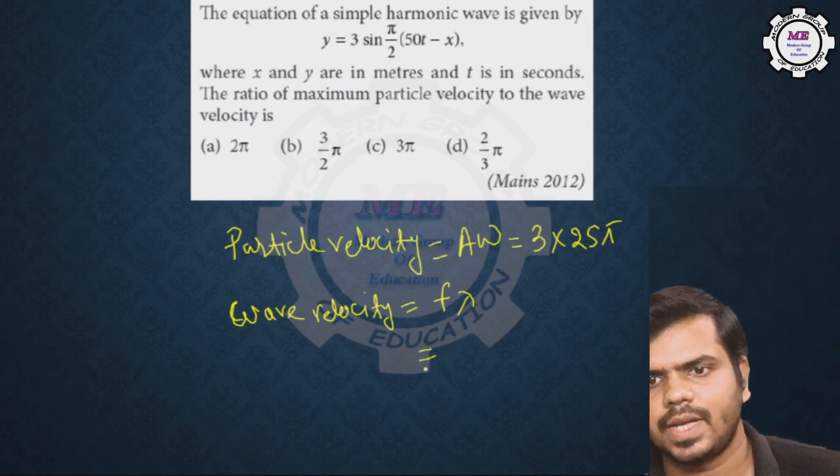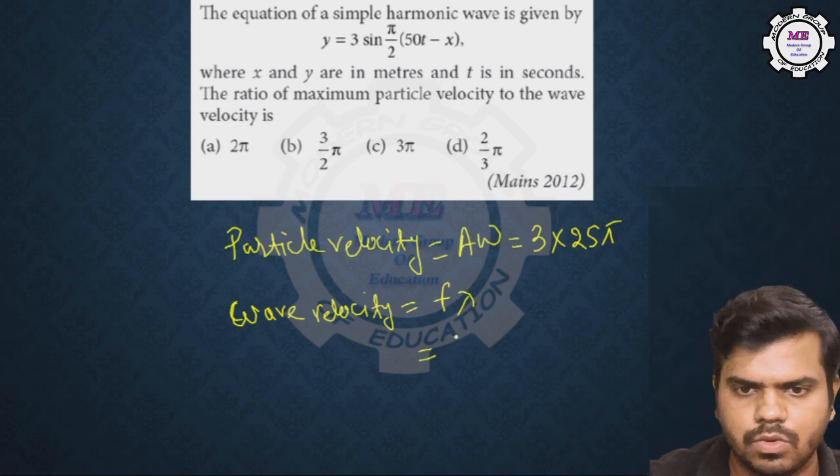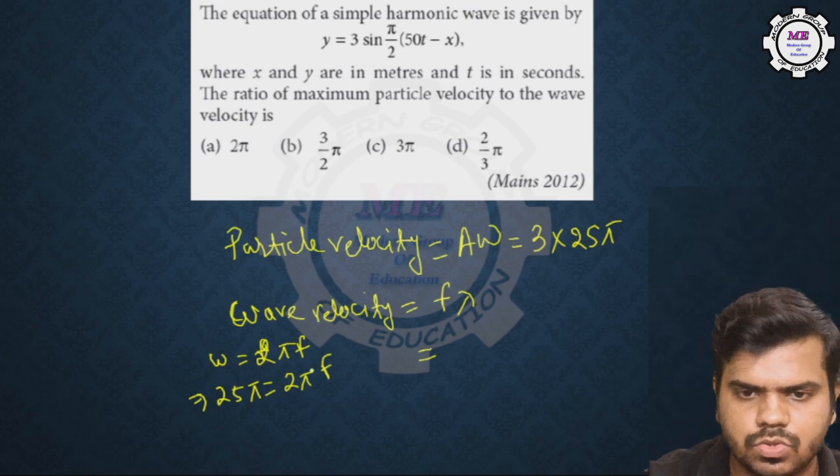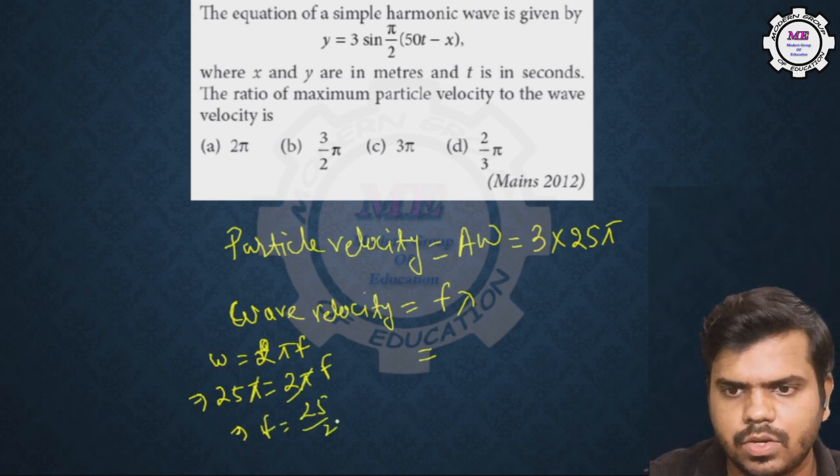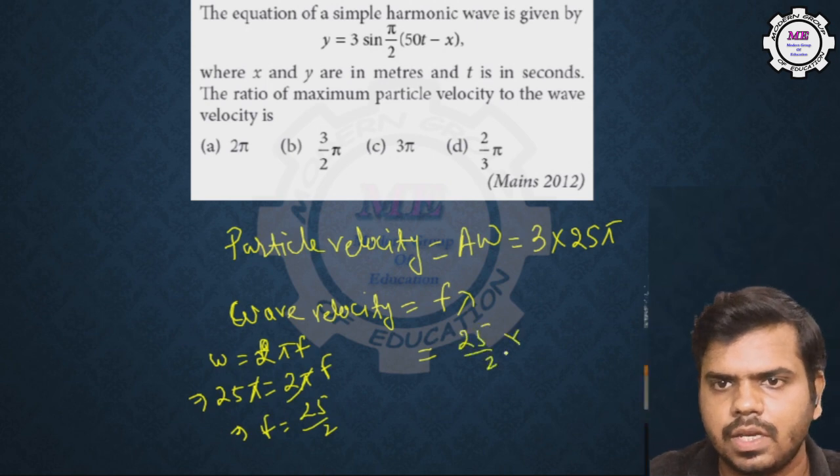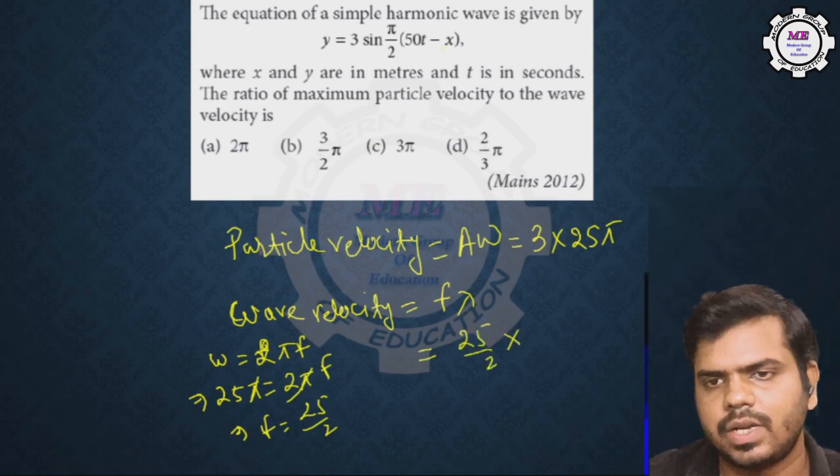Frequency: omega is 25 pi. Omega is 2 pi f, so 25 pi is equal to 2 pi f. Pi gets cancelled out, so f will be 25 by 2. So 25 by 2 into lambda. Lambda will be pi by 2.